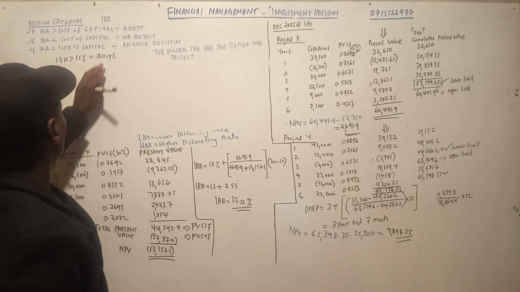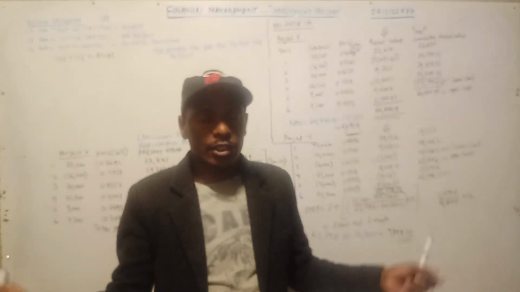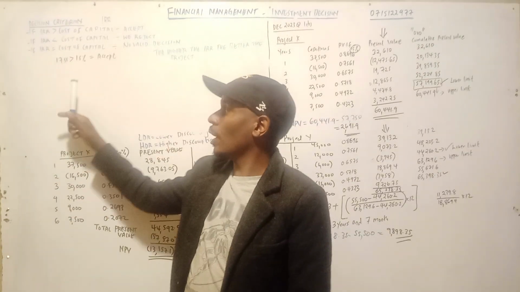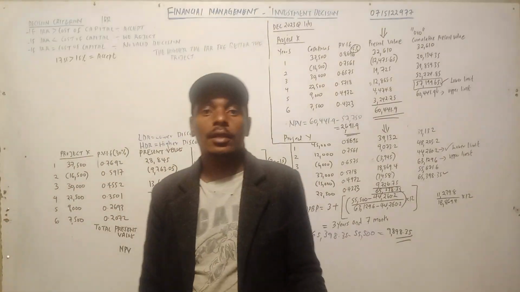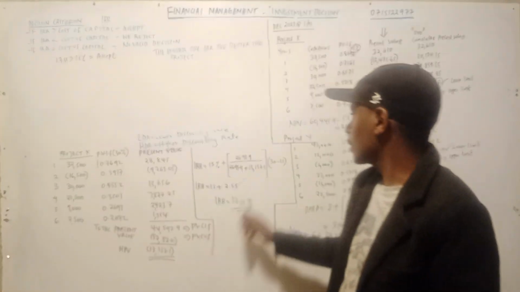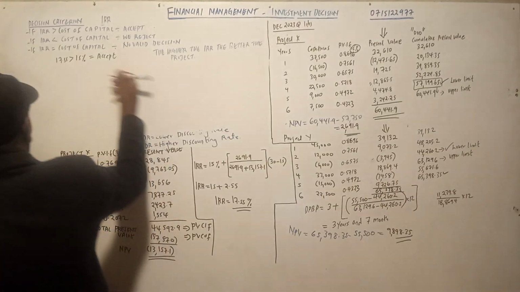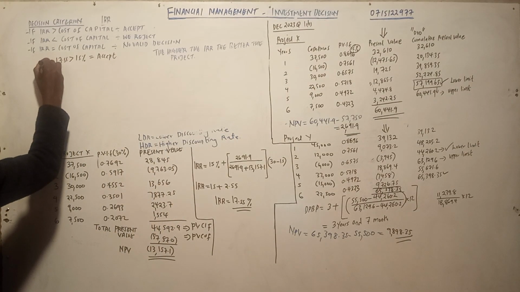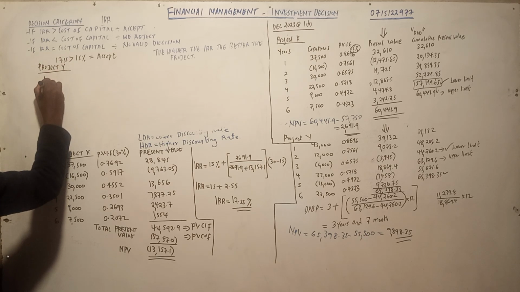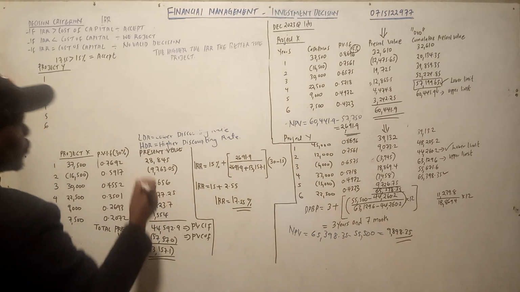Now, before we accept this one, remember, because this is a mutually exclusive project, we need to pick one of them. We cannot do project X and we do Y. We need to pick one of them. Now we need to compute IRR of project Y, then we give the advice. So let us do it. Project Y, we can do it here. So you have 1, 2, 3, 4, 5, and 6. So 45,000.